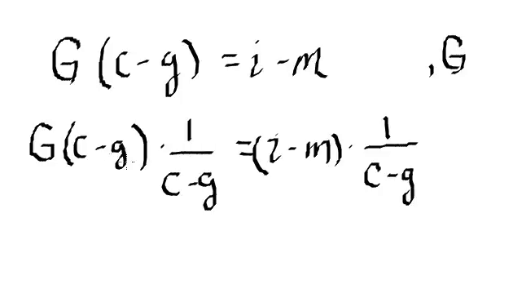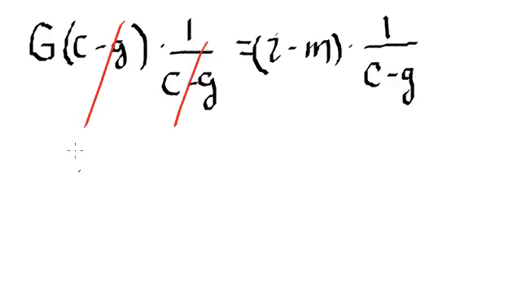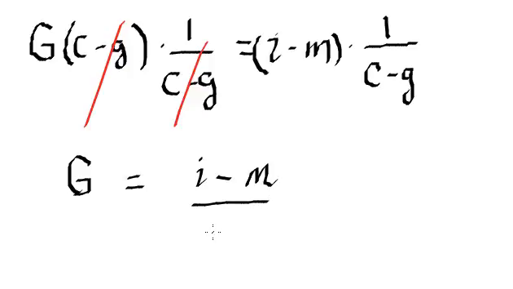Now we have a C minus G. This is the reciprocal here actually. So these guys are going to cancel out, right? And then we're just going to be left with a G is equal to, now I'm going to take this I minus m up into the numerator. So I minus m times 1 is just I minus m, right? So we have I minus m, and it's all over C minus G. So there you go. That's how you solve for G.